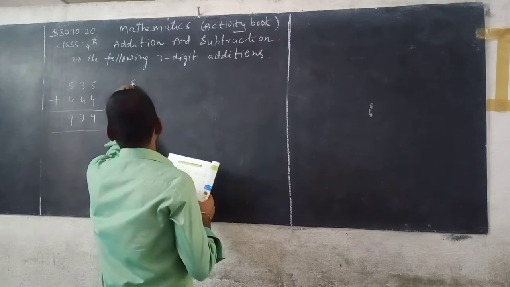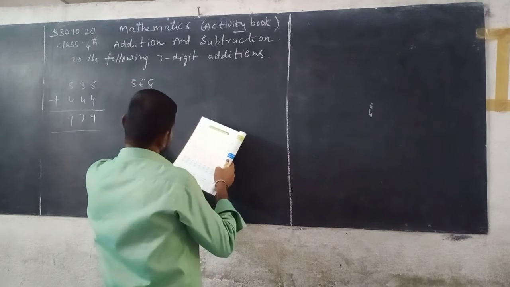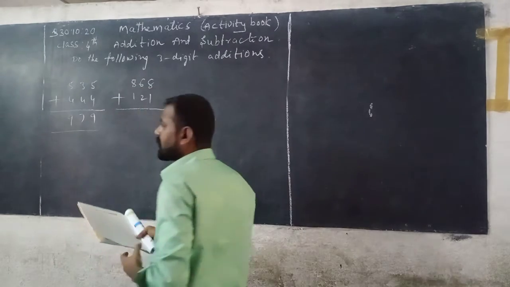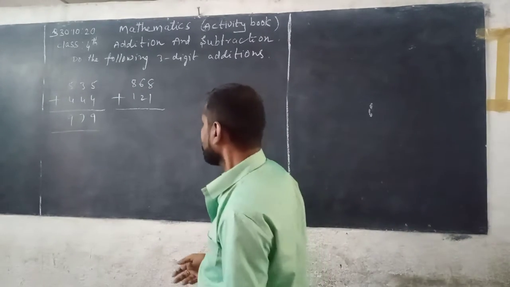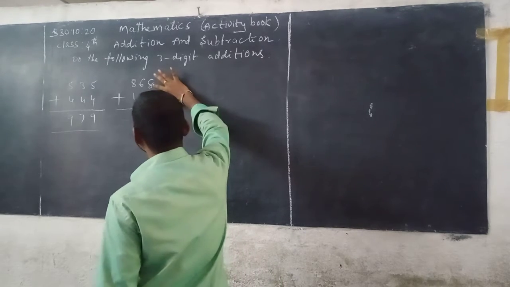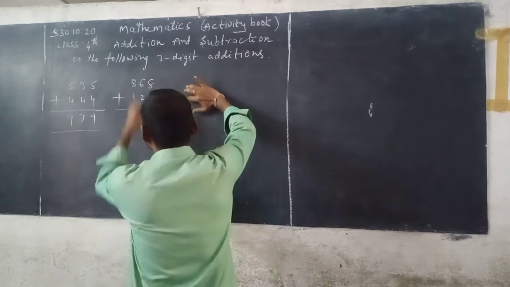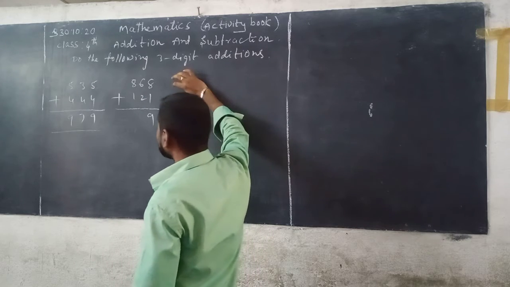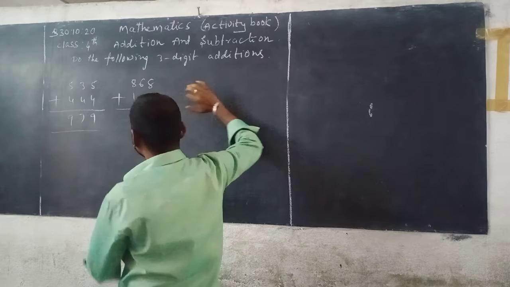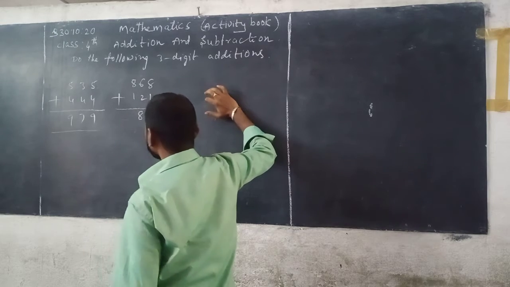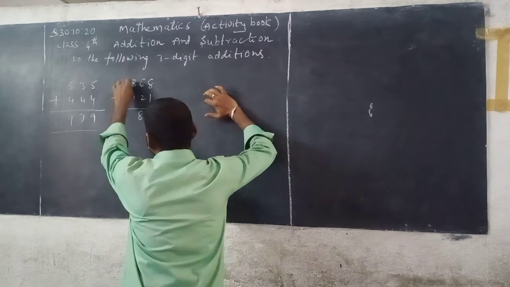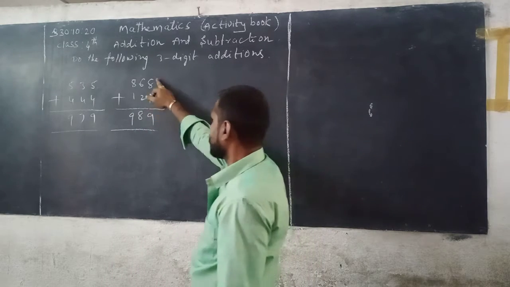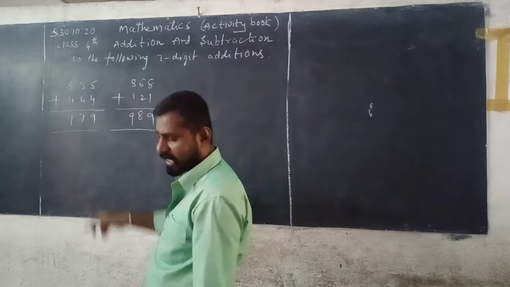Next, 868 plus 121. So first of all, write the given numbers column-wise according to their places. First add the digits in ones place, that is 8 plus 1, you get 9. Write down in where? Ones column. Now next add the digits in tens place, that is 6 plus 2, you get 8. Write down in tens column. Now next add the digits in hundreds place, that is 8 plus 1, you get 9. Write down in hundreds column. This is ones column, this is tens column, this is hundreds column.